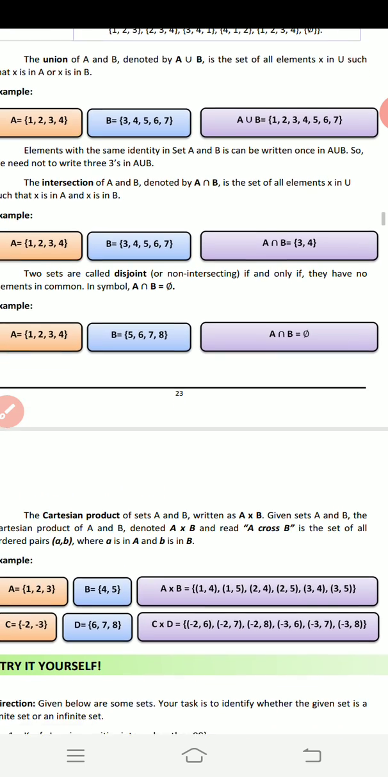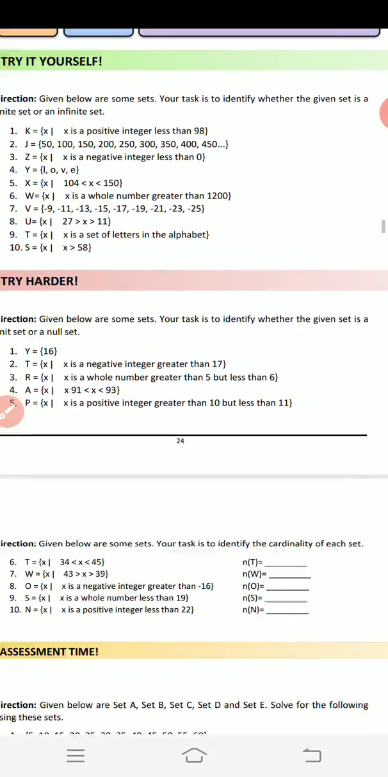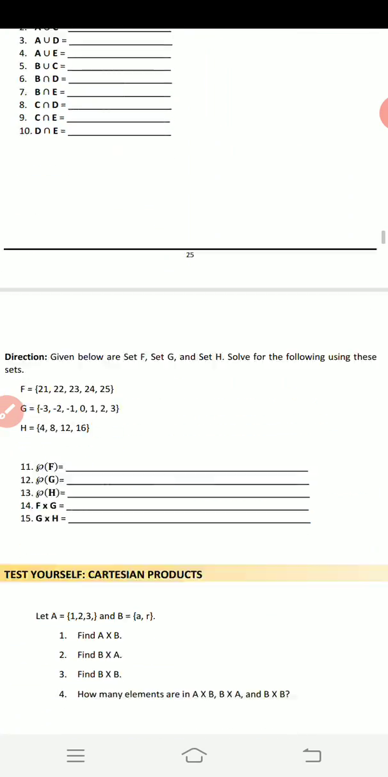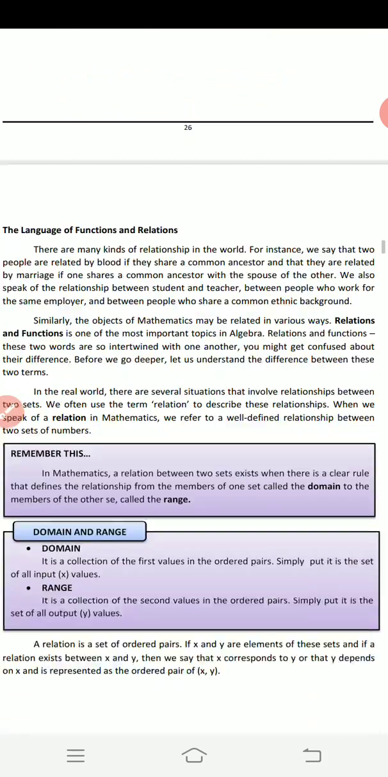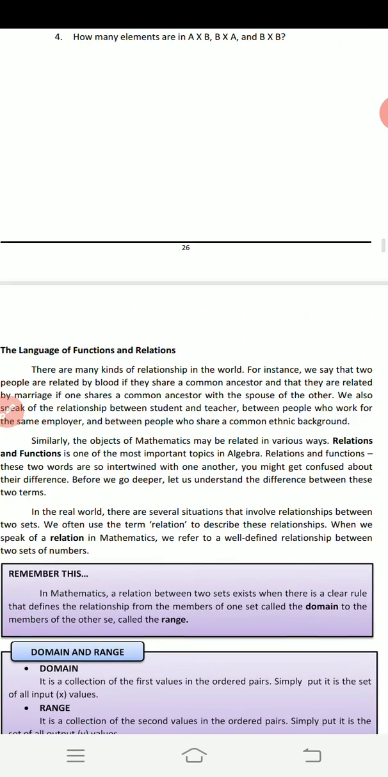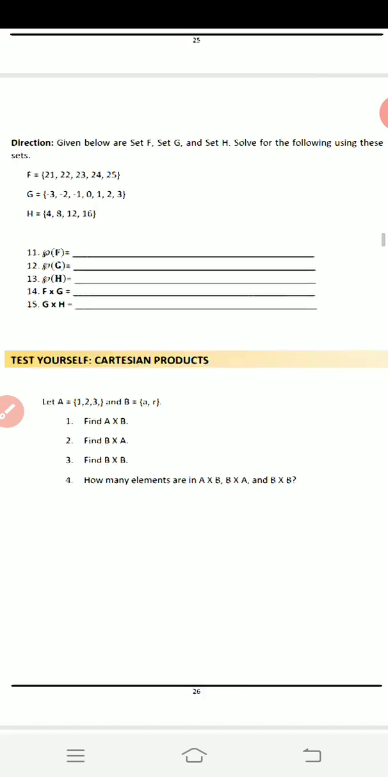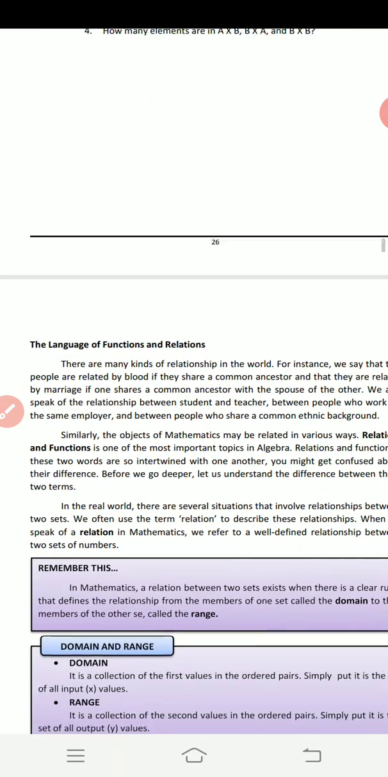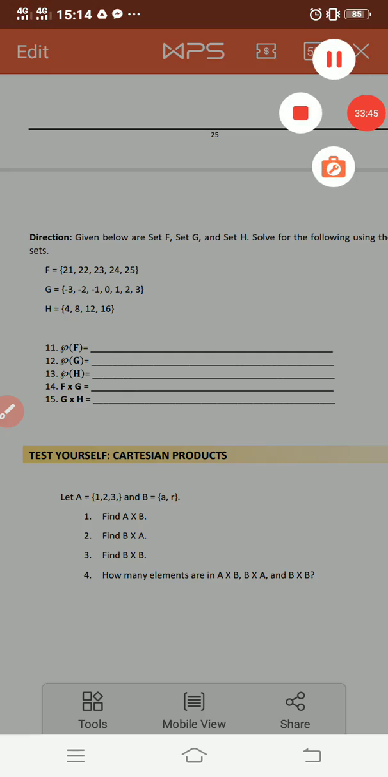So, for your next activity, I will just be posting them on your Google Classroom again. Yan. So, for now, let's just discuss first. Na-view nyo na ng konti. Discuss muna natin yung next topic natin. So, ito lang muna ang content ng video. And for the next video, we will be discussing the language of functions and relations. Okay. Thank you.